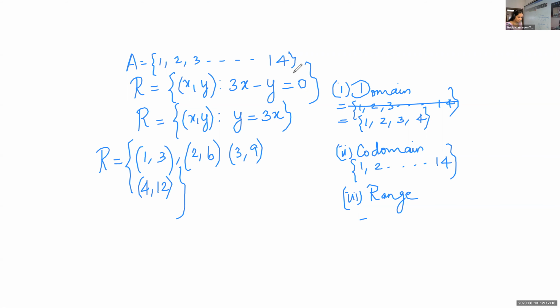What about range? 3, 6, 9, 12. For range, we take only the second elements from the relation. After finding the elements which are related, the first elements will give the domain, and the collection of second elements will give the range. But for codomain, the whole set we can take and write. Is it okay? Any doubt in defining this domain, codomain and all?